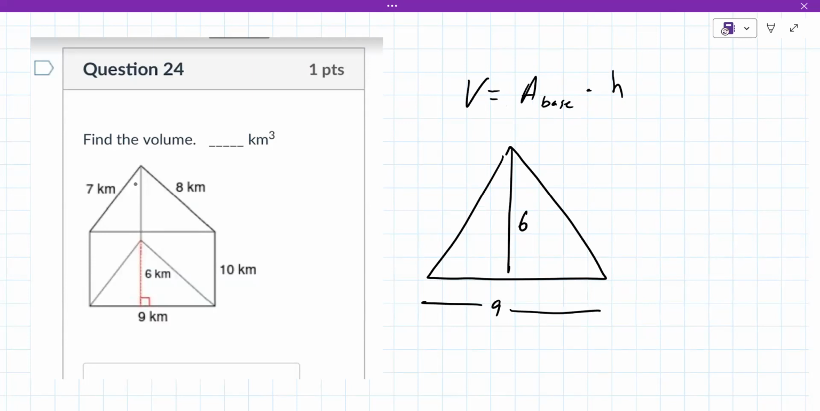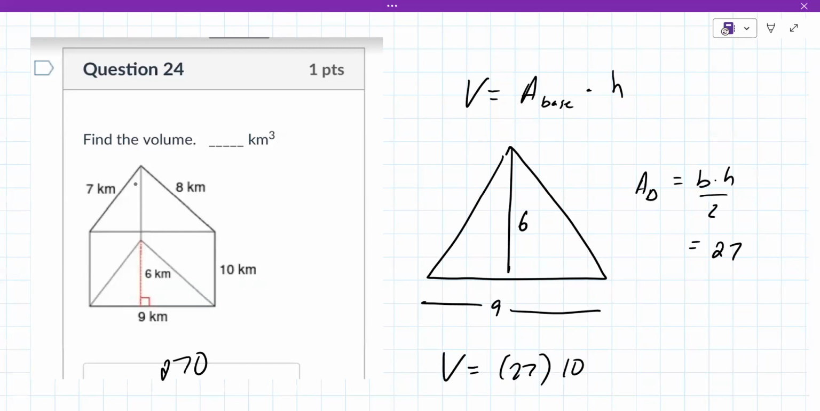So 54, divide that in half. 27. Yep, base times height divided by 2, it's 27. And then the volume is 27 times the height. What is the height in this case? 10. Then it'll be 270. You got it.